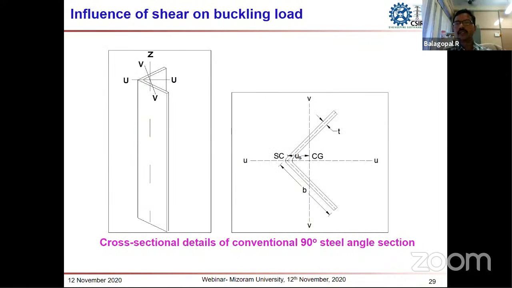Next, we will see the influence of the shear force on the buckling load. This is a typical 90-degree angle cross section. The shear center will be located at the intersection of the flanges. The center of gravity will be located far away from the shear center, as I have already told. U_s is the distance between the shear center and the center of gravity. T is the thickness of the angle section, UU is the major axis of buckling, and VV is the minor axis of buckling.